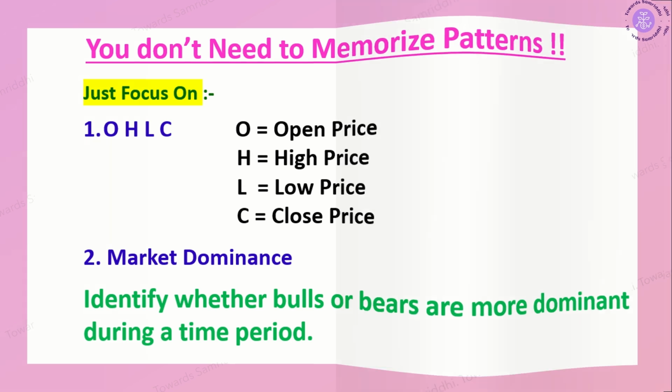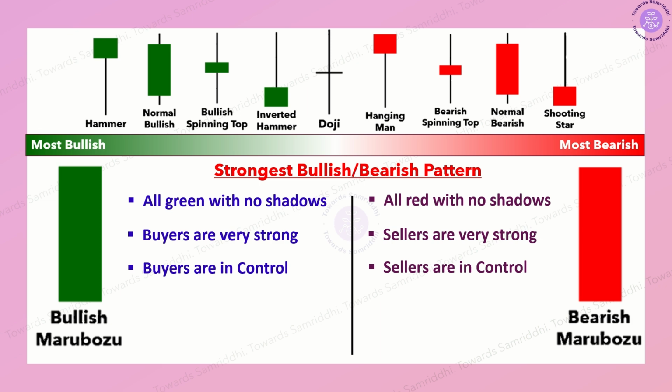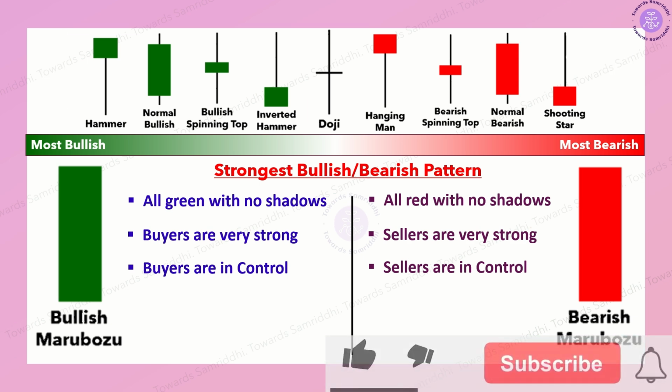Now we will explore some common candlestick patterns and what they indicate. Let's start with strongest bullish and bearish patterns. Bullish Marubozu. This candlestick is all green with no shadows, showing that buyers are very strong, pushing the price higher without resistance from sellers, having buyers fully in control.